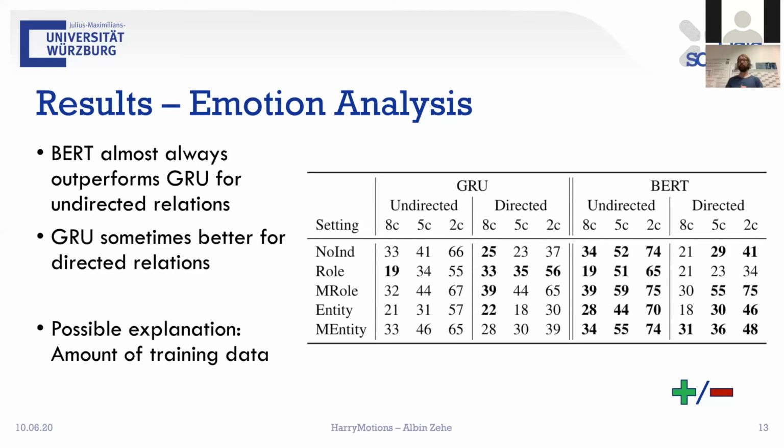Here there are actually some settings where the GRU outperforms our BERT model. We assume that this is due to the amount of training data that is available, because in the directed setting, basically we have twice as many classes, and each class only has half as many samples. So we have rather few samples for some of the classes, especially in the 8-class setting. And we assume that due to the lower amount of parameters in the GRU model, this is easier to tune with the smaller data set.